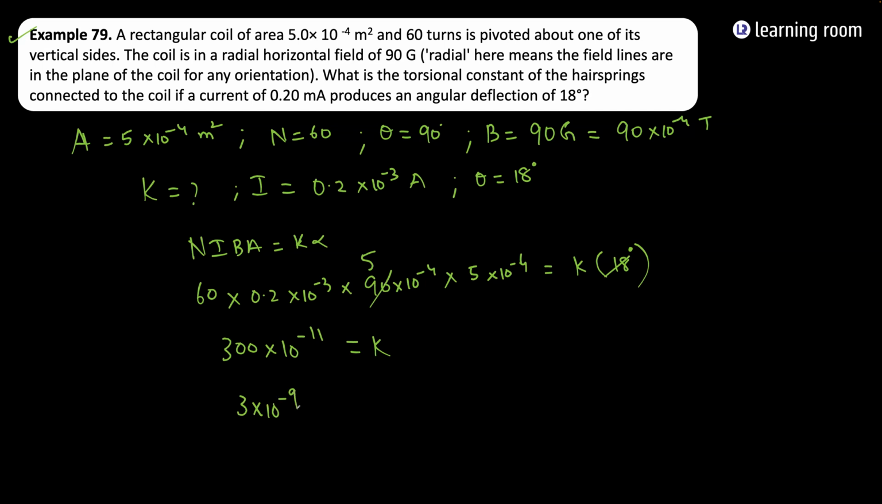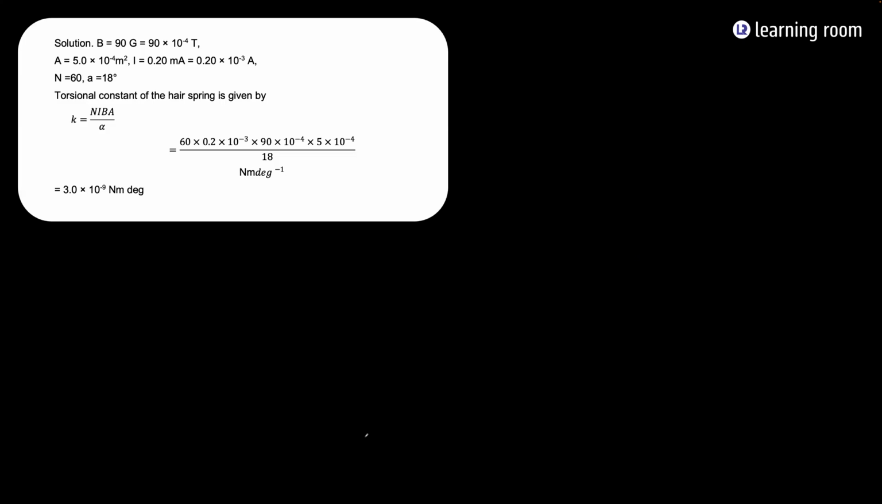How much will we get? It will be Newton meter per degree. Why Newton meter? Because that is torque by alpha. Alpha is measured in degrees in this case. It's not given in terms of divisions. So the torsional constant here is 3 into 10 power minus 9 Newton meter per degree. Make sense?